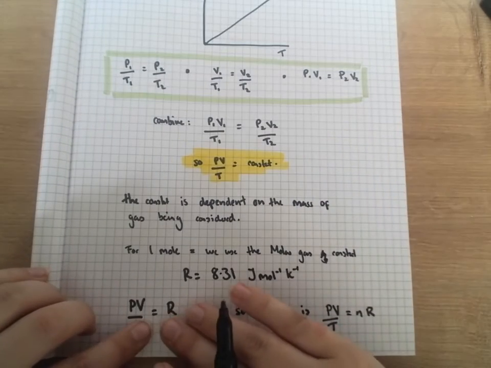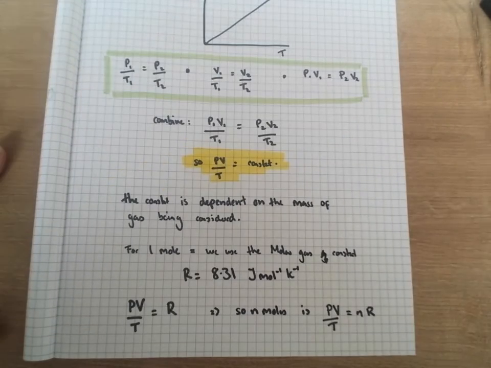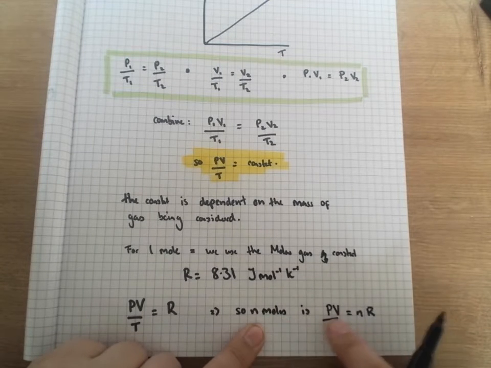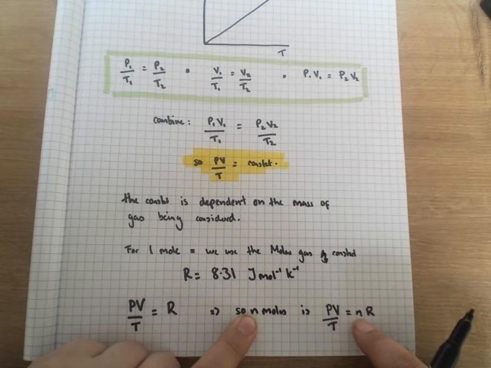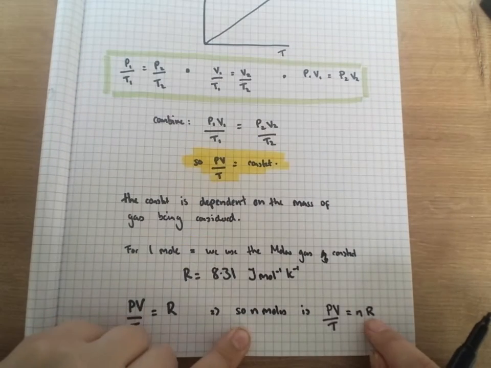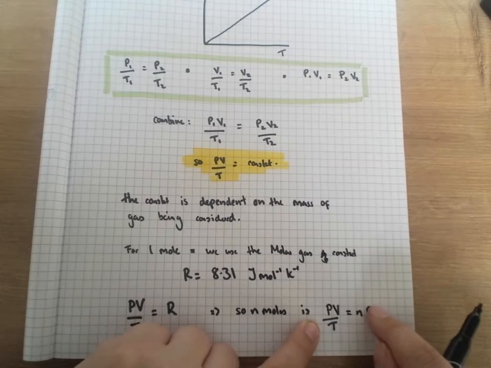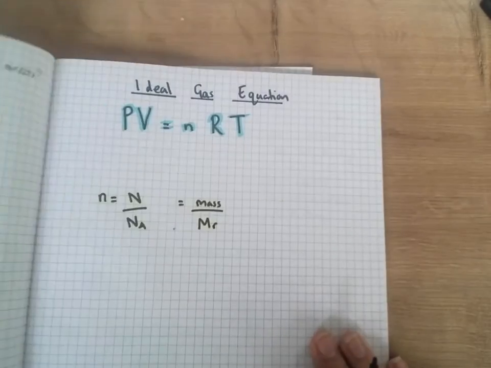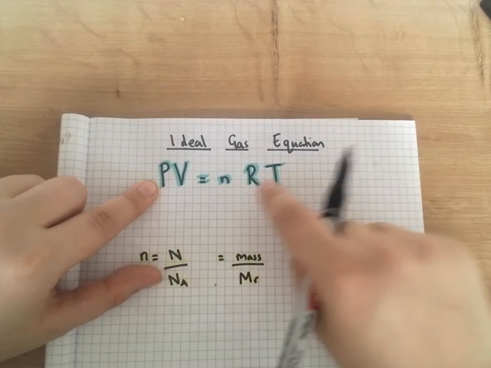Now, that's for 1 mole of gas, but we might have half a mole, 2 moles, or a quarter of a mole. So we have to multiply by n moles, and PV over T is equal to nR. The number of moles is going to remain constant because it's in an enclosed container, and our molar gas constant is a constant. So we still have PV over T equal to nR for the ideal gas. That brings us to our ideal gas equation: PV is equal to nRT.